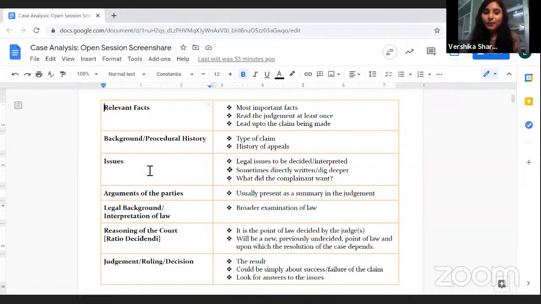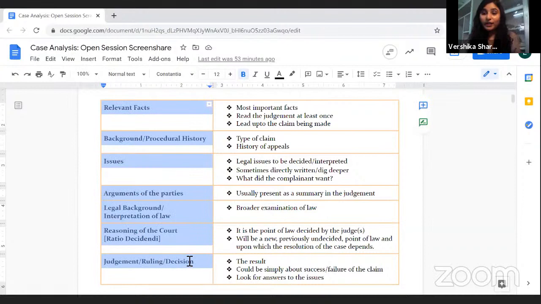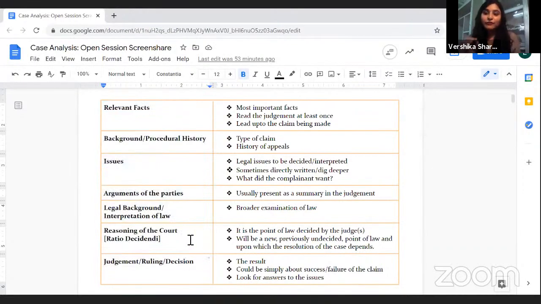This is just a preliminary part of doing case analysis. When I told you that when I read this judgment, my first reading was only about just reading the judgment for the sake of reading. I did not have any intention of doing a case comment or analysis on it because you can't know whether a case is worthy of even being analyzed before reading the judgment and before culling out all these things.